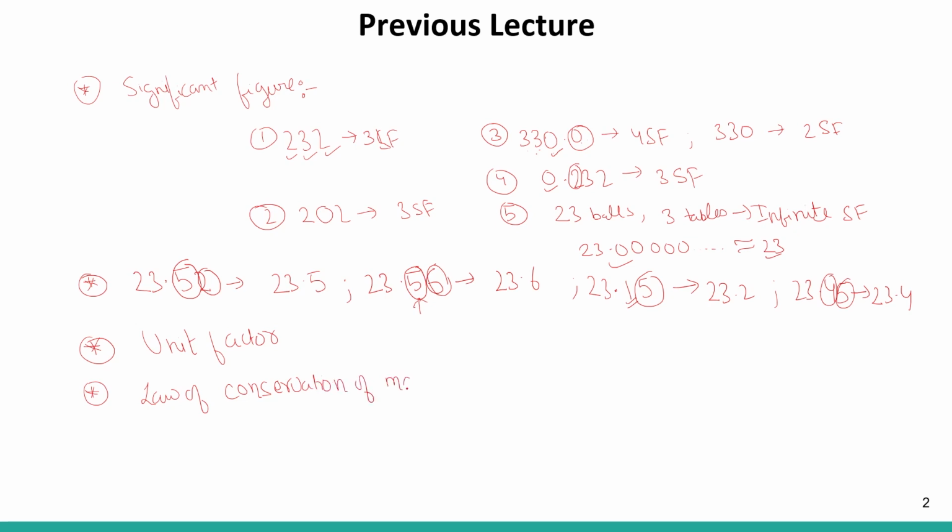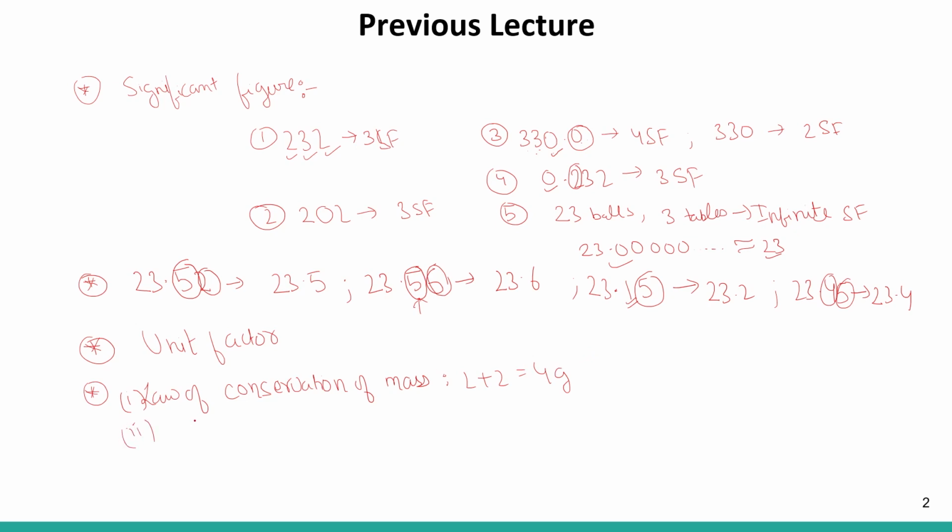Okay. So it says that in a chemical reaction, the mass is conserved. Means if 2 gram of something reacts with 2 gram of something else, then the result will always be 4 gram. Not greater than 4 gram or less than 4 gram. So the mass is conserved.